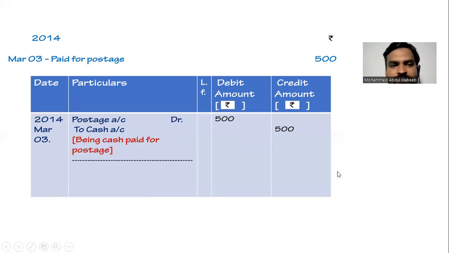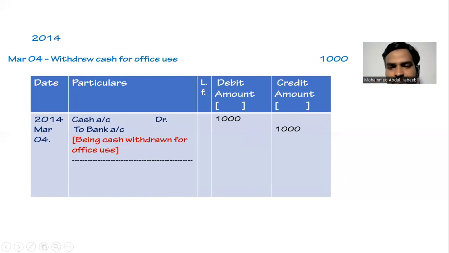Coming to our next transaction, which is on 2014 March 4th. Withdrew cash for office use 1,000 rupees. So here the date will be taken as 2014 March 4. Withdrew cash means cash is coming into the business and the amount has been withdrawn for office use. Then bank will be the giver. So our journal entry will be cash account debit 1,000 to bank account 1,000, and the narration will be being cash withdrawn for office use.